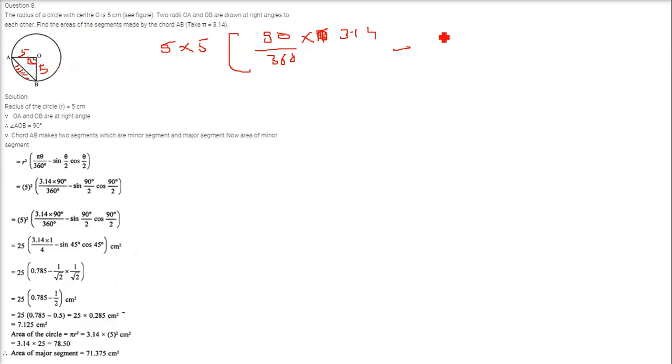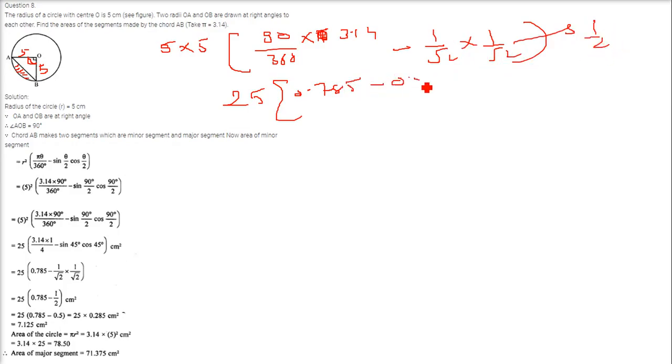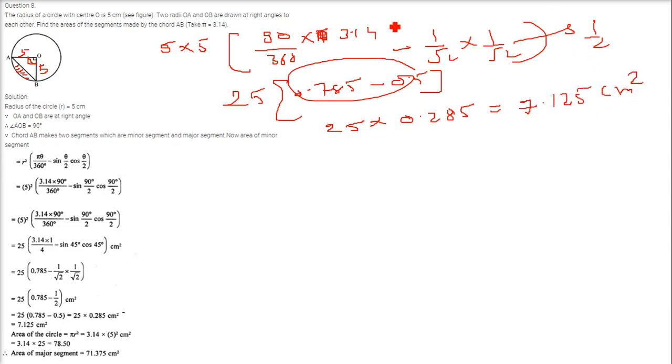Theta is 90, so theta by 2 will be 45. So sine 45 cos 45. Sine 45 is 1 by root 2 and cos 45 is 1 by root 2. So what do you get? You get 25, and this comes to be 0.785. This is 1 by root 2 into 1 by root 2, that is 1 by 2, which is 0.5. So this becomes 25 into 0.285, and this gives you the area of the smaller or minor segment, which is 7.125 centimeters square.